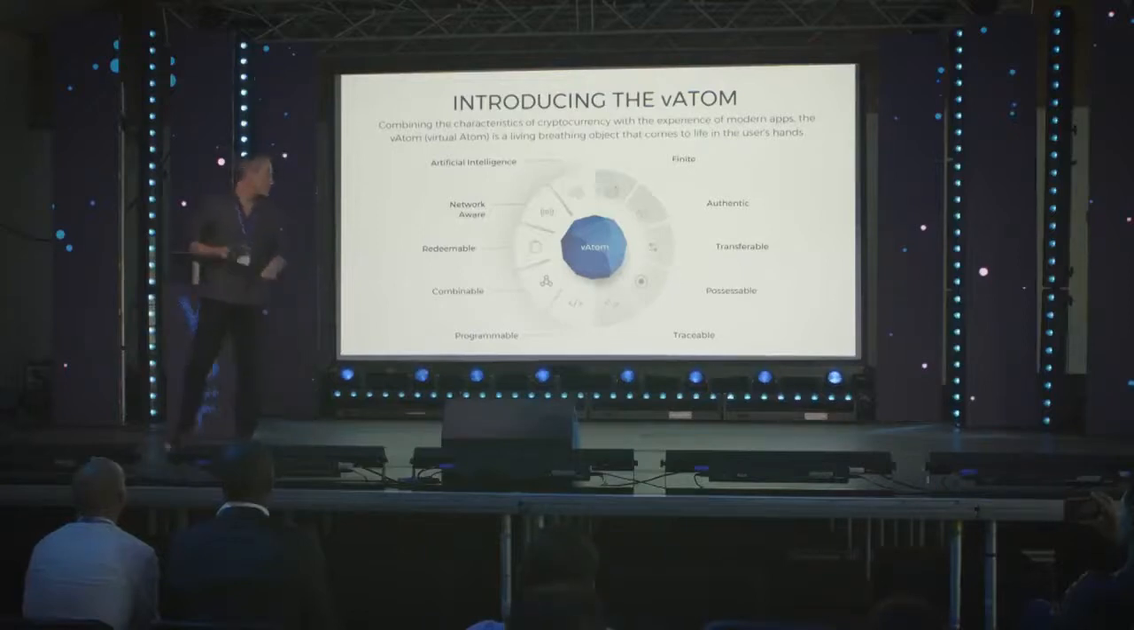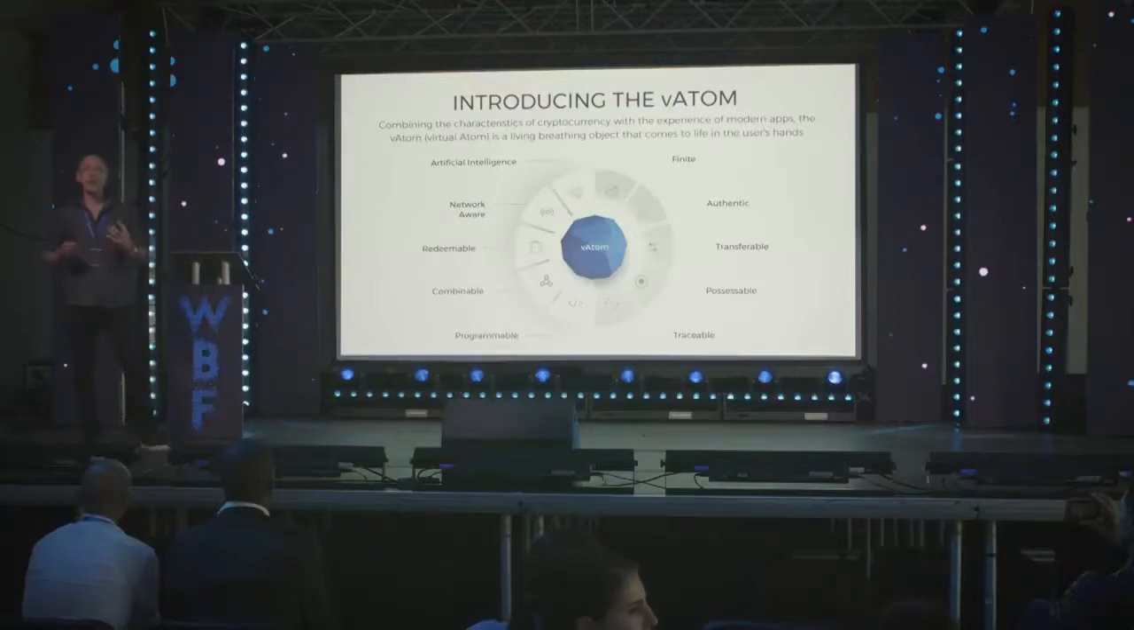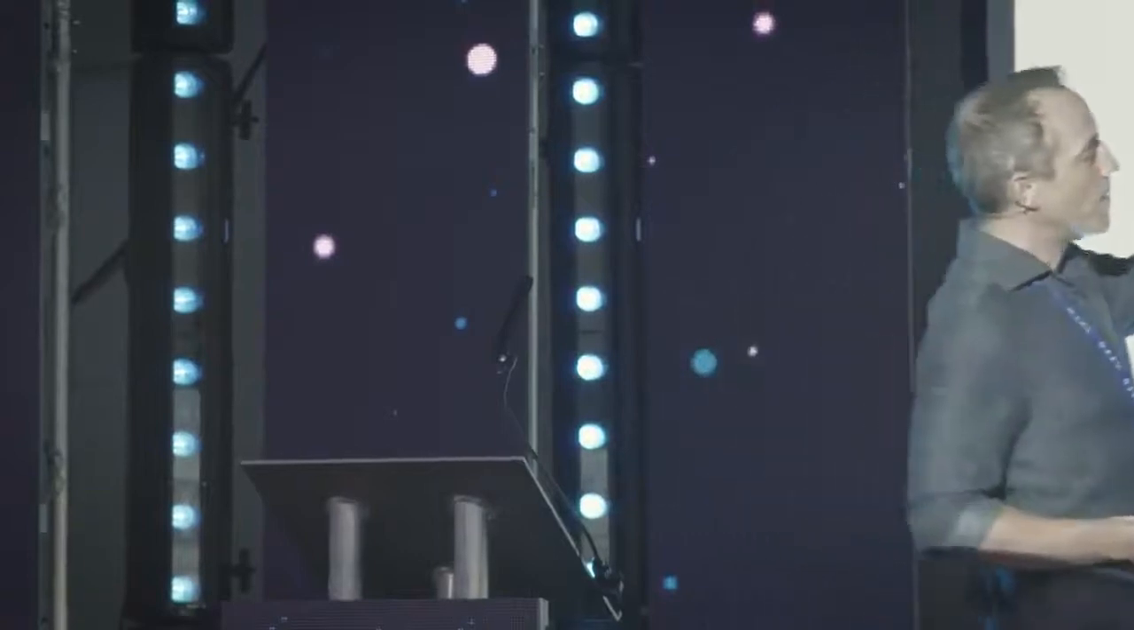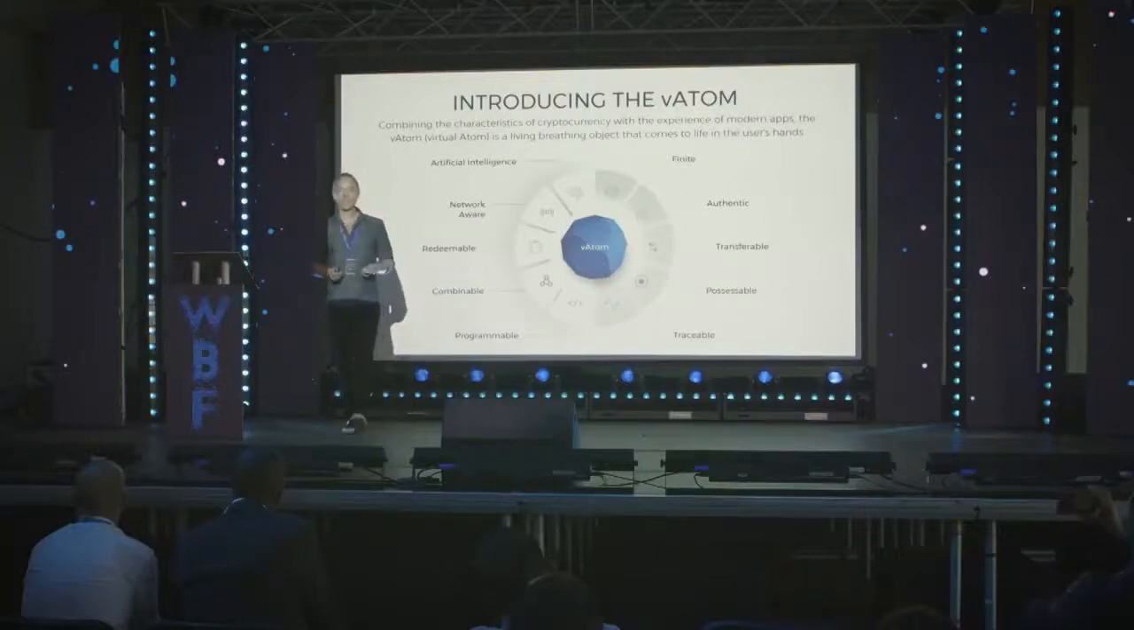And so I'll just give a little bit more information explaining to you what a VATM is and introducing it. A VATM is basically a cryptocurrency with app-like qualities. From the right-hand side here, these are the characteristics of cryptocurrencies that we all know and love. This is why we're all here: programmable scarcity. They're finite, they're authentic, they're transferable, they're possessable, they're traceable. These characteristics enable us to move around value without third parties.